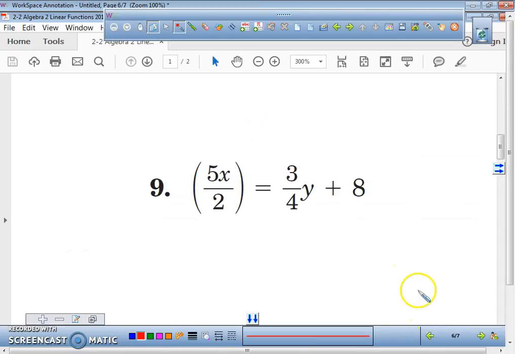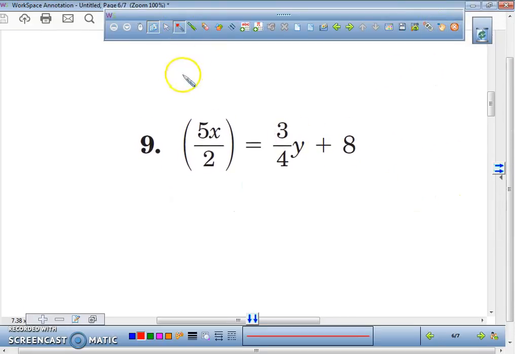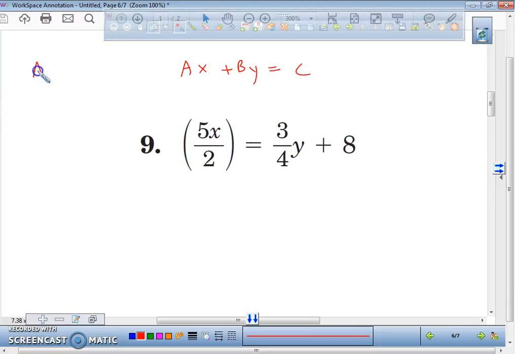Alright, now we're going to go back to problem number 9. So put problem number 9 in your journal. We have to change it to what? ax plus by equals c. And remember, your a, your b, and your c all need to be what? Integers. And your a value has to be greater than or equal to 0. Okay? What's our first problem? Are a, b, and c integers?